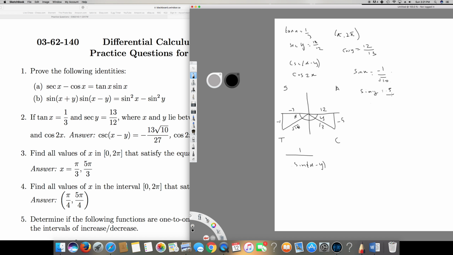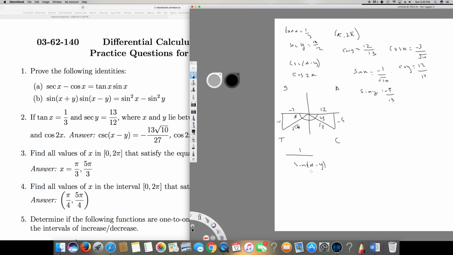Negative 5 over 13 is my sine y, and my cos x is adjacent over hypotenuse, which is negative 3 over root 10, and my cos y is adjacent over hypotenuse, 12 over 13. So cos y is equal to 12 over 13. So we have all the information necessary to solve this problem.